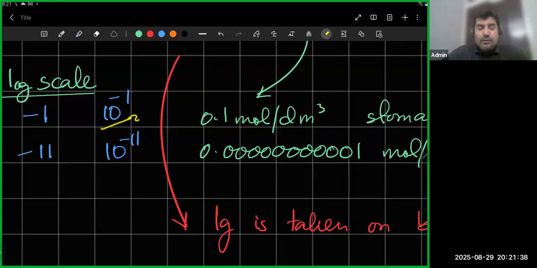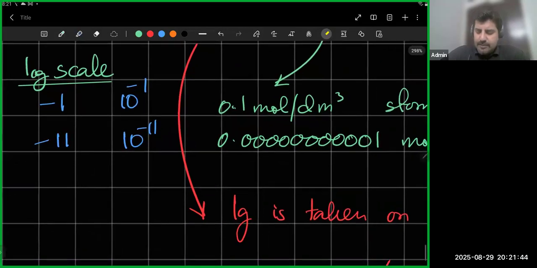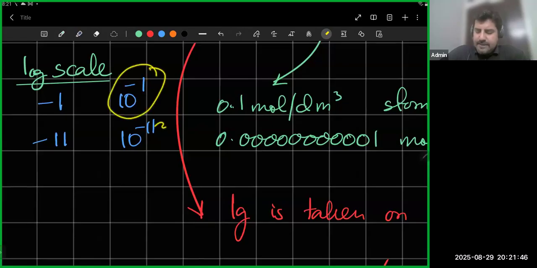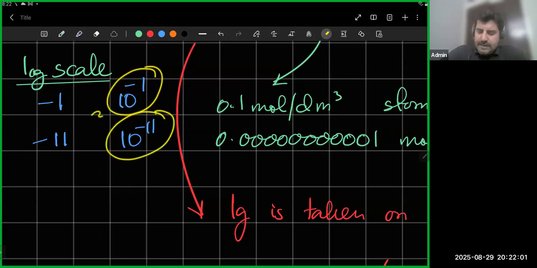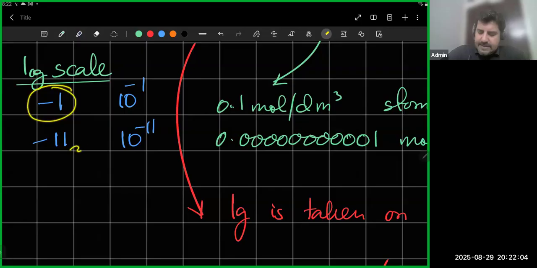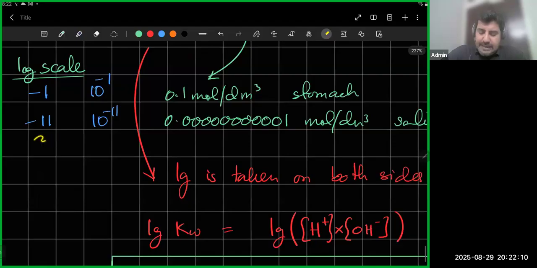Concentration is a number that's usually in decimals. A 1000 mole per dm cube, you're never going to witness. 10 mole per dm cube bhi bada rare hai, theek hai? So it's usually in decimals. So if it's in decimals and you take the log scale, what do you get? It's 10 power minus 1 and this is 10 power minus 11. So you're getting negative numbers. Since you're dealing with concentrations, every time you're getting negative numbers, it's going to be pointless to plot a graph of negative numbers.